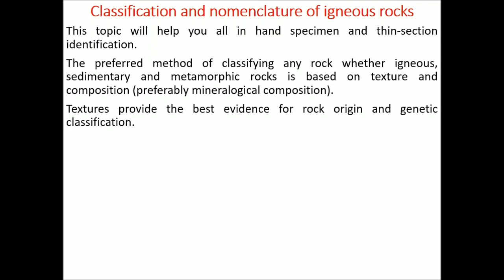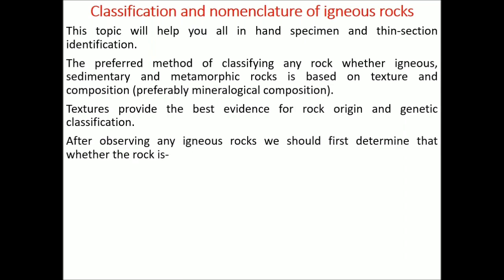To know how the rock has formed, we have to first broadly classify the rocks into several groups, and then we can assign the history of origin to different groups, or based on the origin we can divide several groups. So there are many classification schemes based on many parameters. So after observing any igneous rock in the field, as a layman, what should we do first?